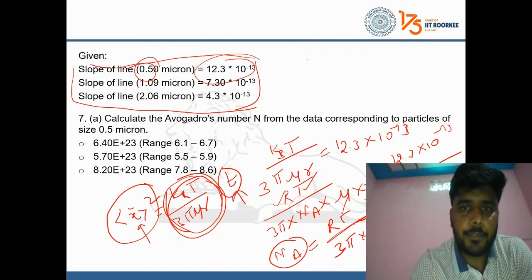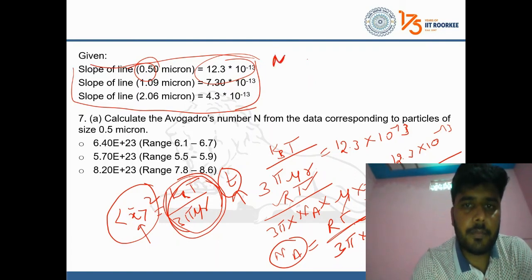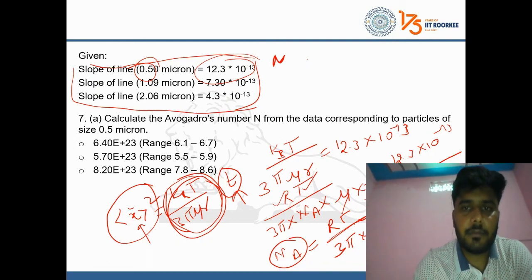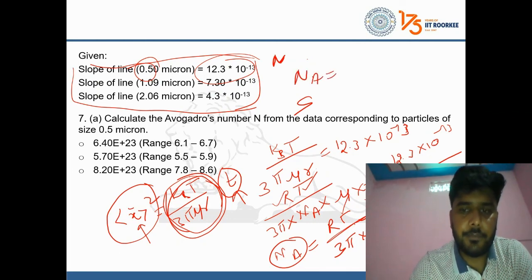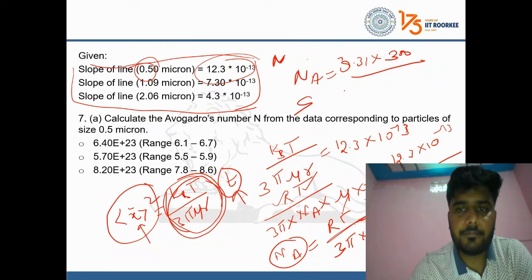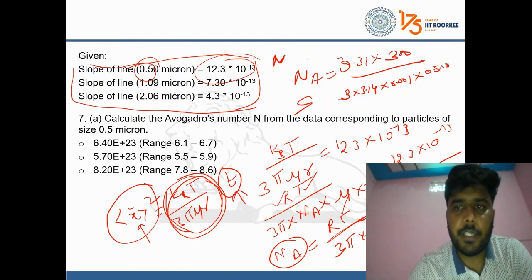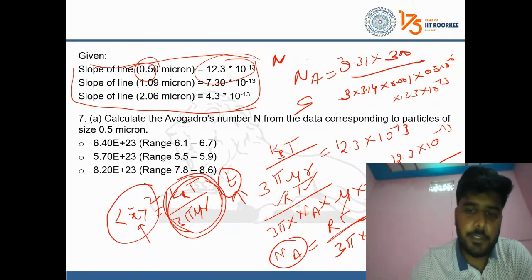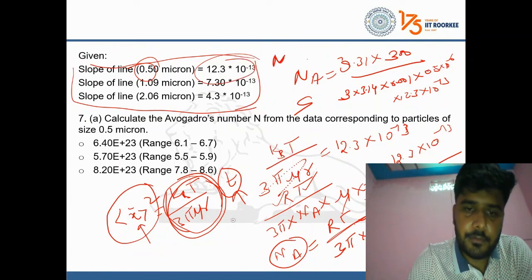I'm writing here. Na will be equal to 8.31 times 300 kelvin, divided by 3 times 3.14 times 0.001, and next the radius, that is 0.5 times 10 raised to minus 6, and 12.3 times 10 raised to minus 30. So you can just do the simple calculation.